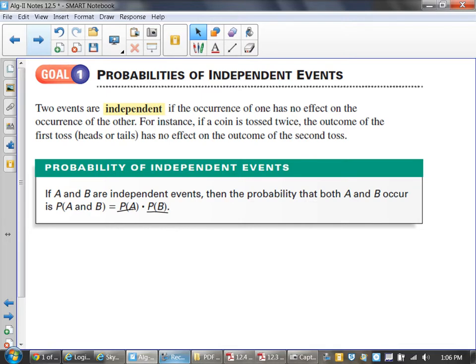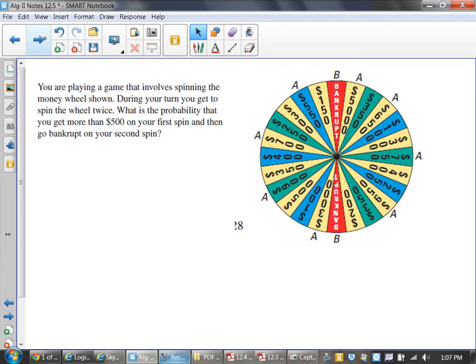Okay, you get that. It works the same way with the Wheel of Fortune. When you spin the Wheel of Fortune, you get a certain dollar amount, right? So let's say you want to find the probability of landing on something greater than $500. And then on your second roll, you're going to go bankrupt.